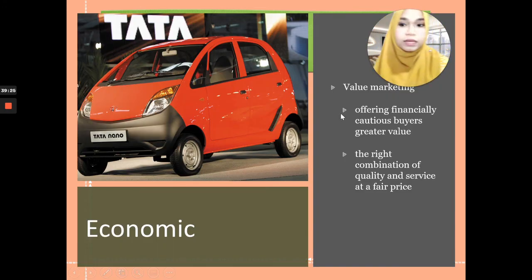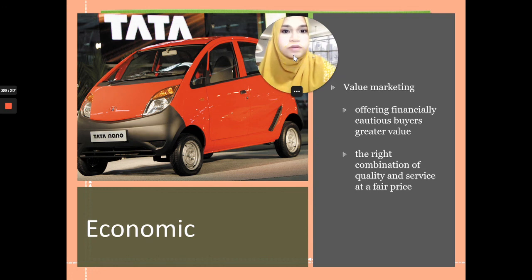All right. So what happened during that particular period? That is why marketers realized, when we are in these particular problems, we start to market the product using what we call value marketing, which is offering financially cautious buyers a greater value, where marketers have the right combination of quality and service at a fair price. Look at this example, Tata Nano.